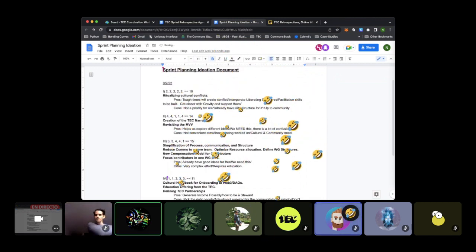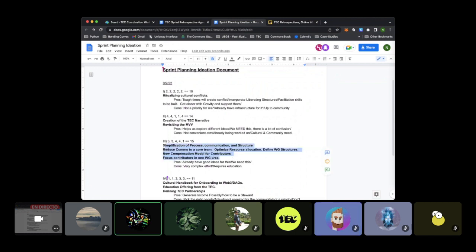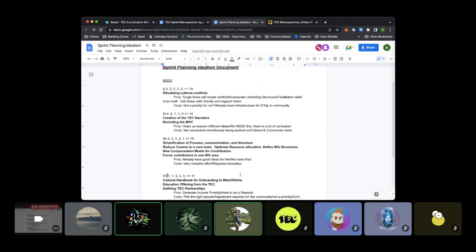Okay, so that's what we got. So the simplification process: reduce comms, core team, optimize resource allocation. This is what we're going to focus on. Is everybody okay with that? Yes, sir. All right, now let's talk about it.